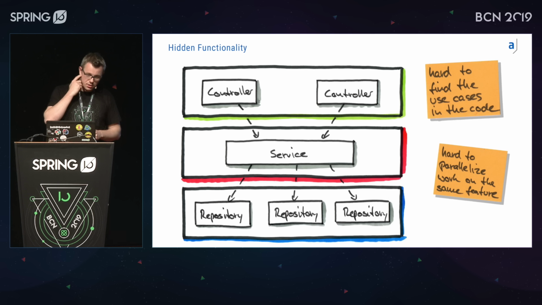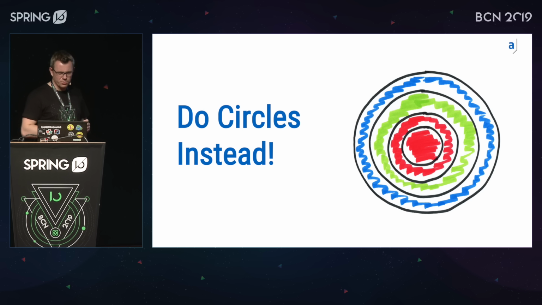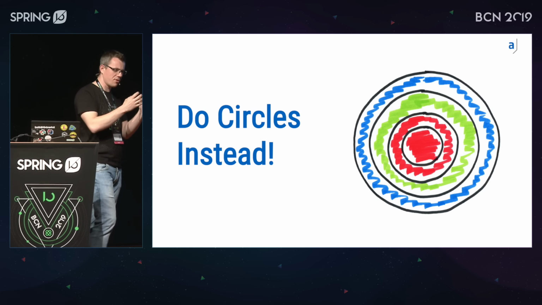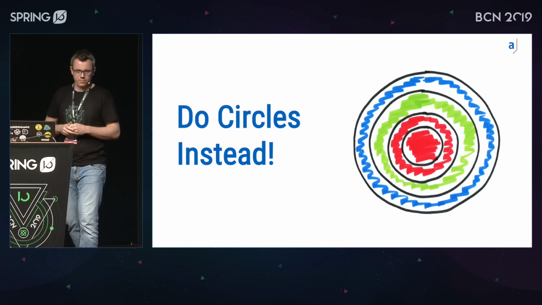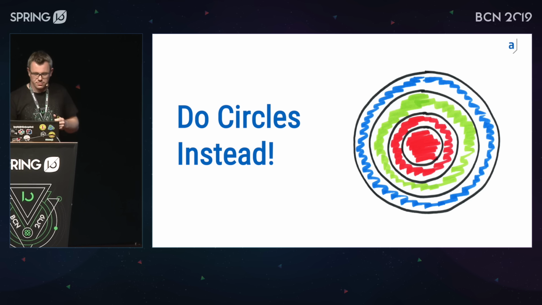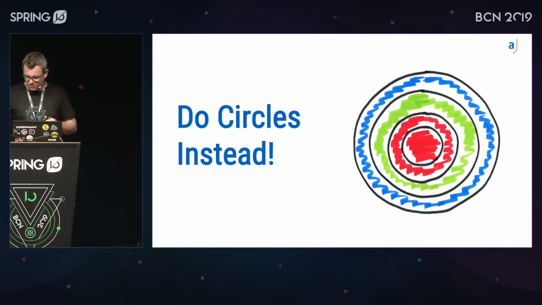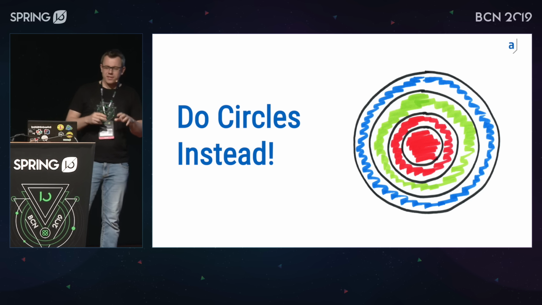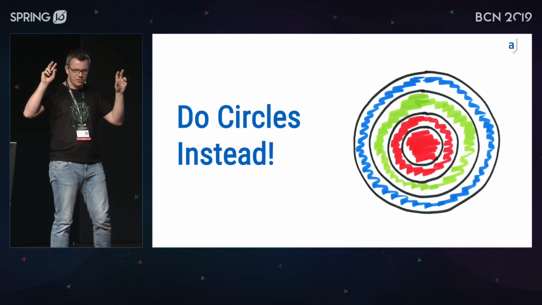So, what's the cure? Instead of layers, we just do circles. We just wrap the layers around each other, and everything gets better. I'm not done yet. Okay, so this is what Uncle Bob, Robert Martin, calls clean architecture.